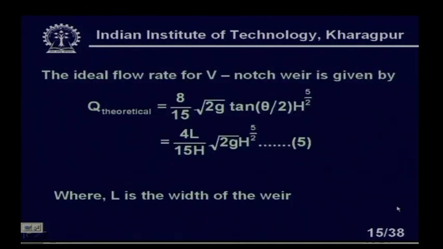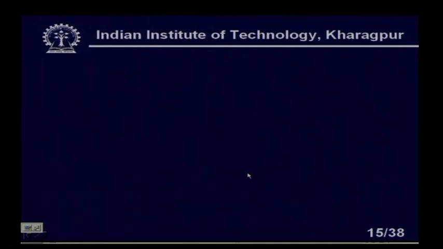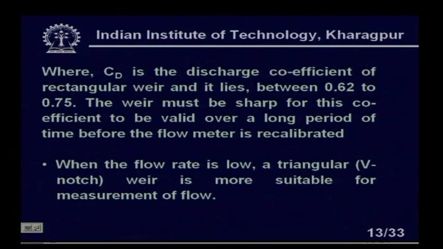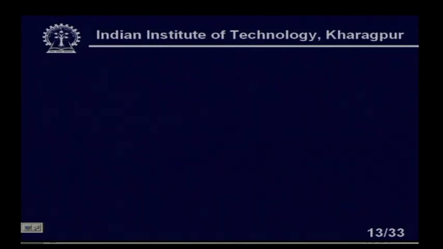So, the ideal flow rate for the V notch weir is given by Q theoretical equal to 8 by 15 square root 2 g tan theta by 2 h to the power 5 by 2, which is 4 l by 15 h, if I replace tan theta by 2, under the square root 2 g h to the power 5 by 2. This is equation number 5, where l is the width of the weir, or length of the weir, whatever you say, it is the same thing, right. So, it looks like this, you see.